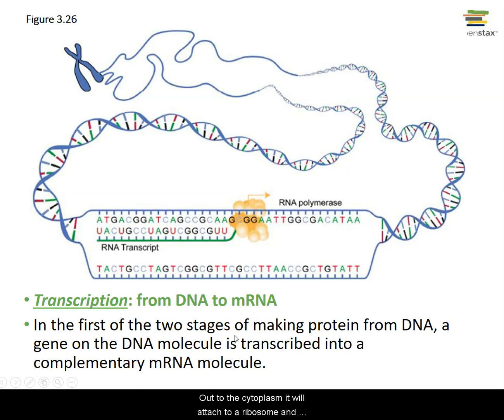It will attach to a ribosome, and then translation starts. Now you will see these nitrogenous bases. For every 3 nitrogenous bases, that is called a codon. It codes for the amino acid. Every 3 nitrogenous bases codes for an amino acid. Okay, it's called a codon.